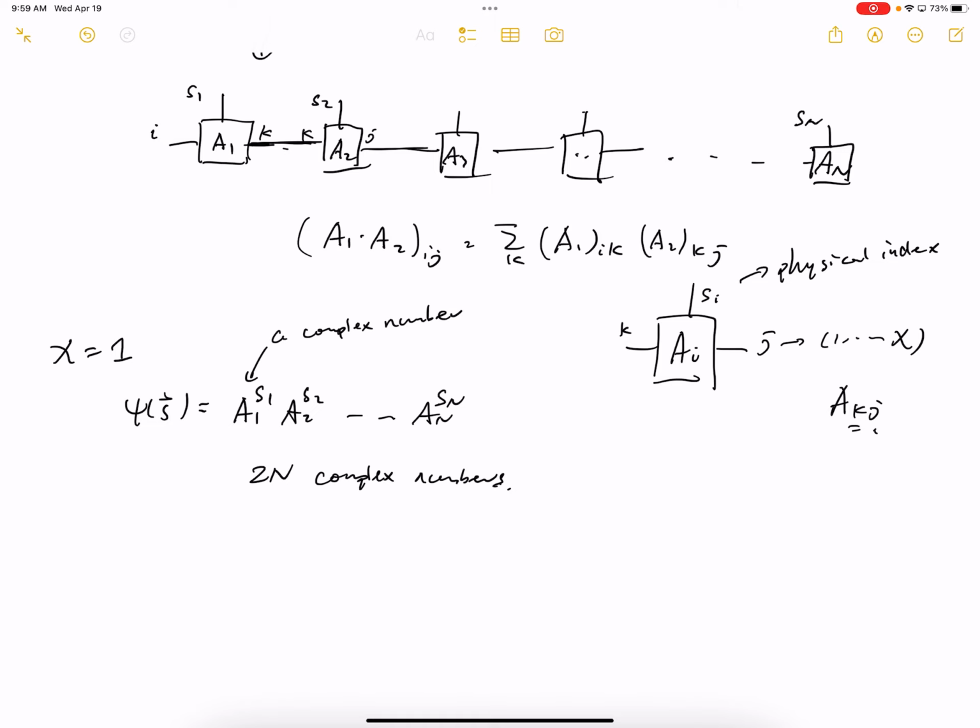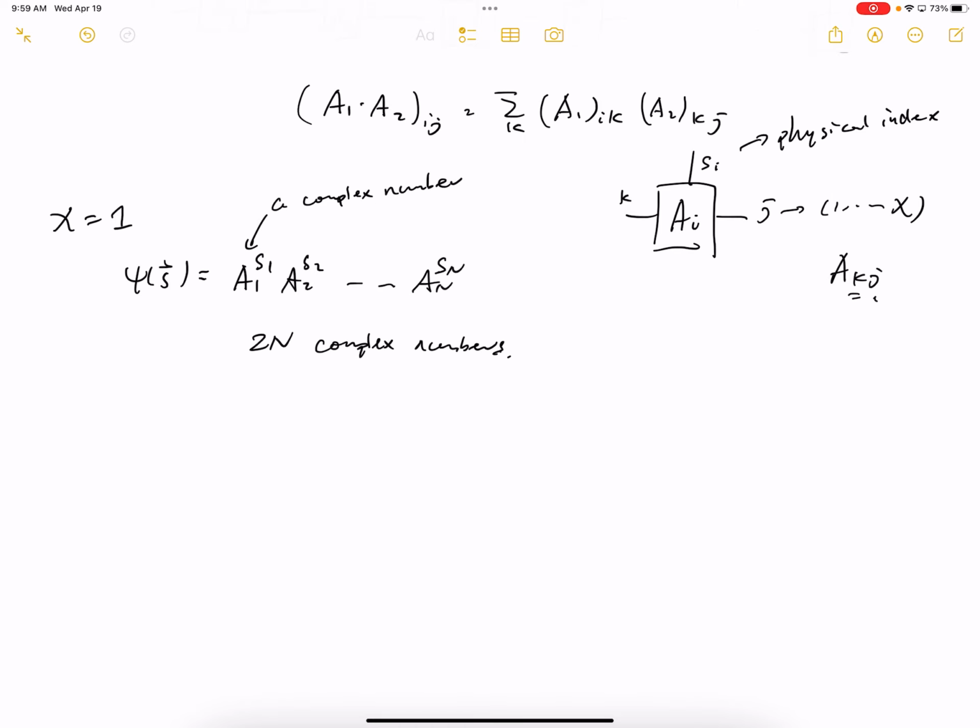And here I have a quick question for you. In this case, if I'm just using a matrix product state with bond dimension 1, then do you think I can represent an entangled state? So can I represent an entangled state? A for yes, B for no, C, I don't know.